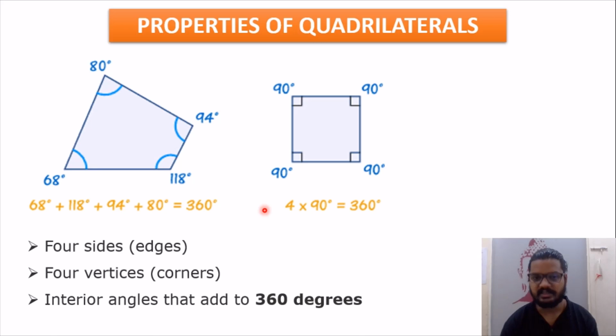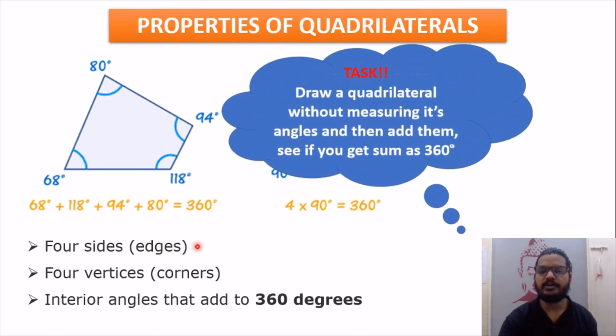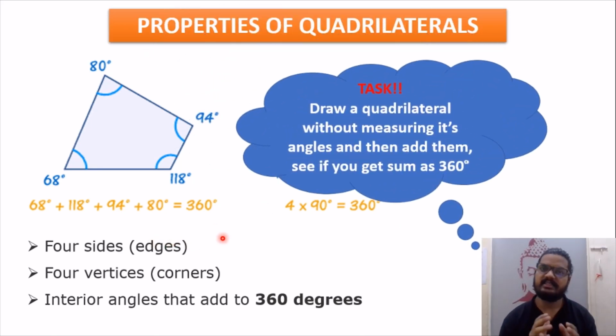So students, I want you guys to take this task, sit at home, draw any quadrilateral without measuring the angle, and once you have drawn, just measure the angle and add up. See whether it is coming 360 or not and let me know in the comments. So students, let's move forward.